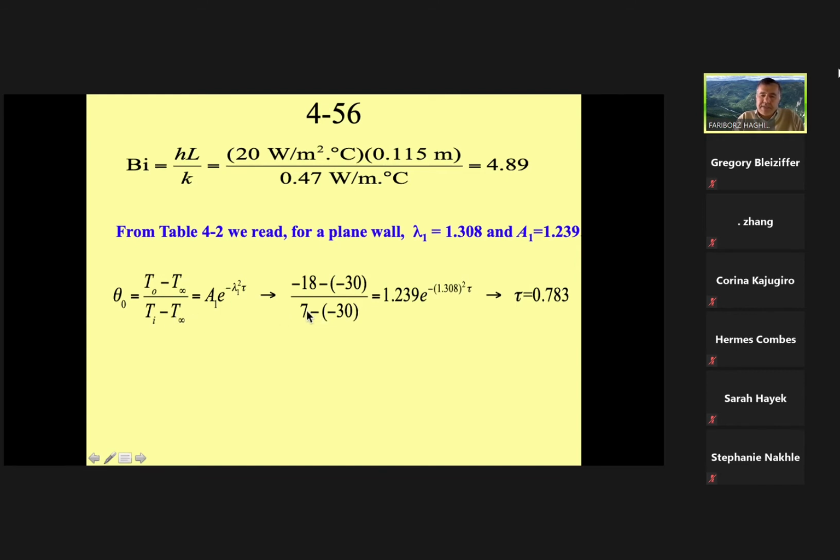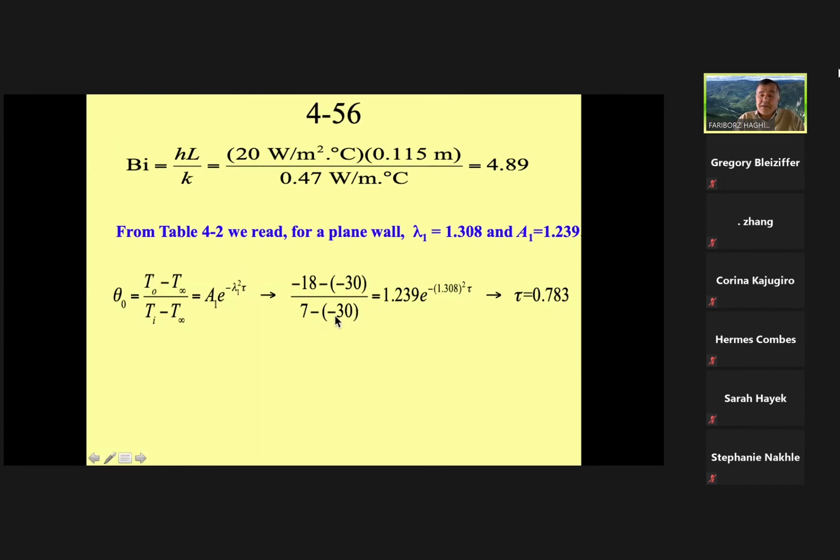Initially, it was 7 degrees. You put it in an environment at minus 30 degrees, and I would like to see how long it would take to become minus 18. From here, I can tell the values right here. That's as easy as that. Or you can go and use the figure.